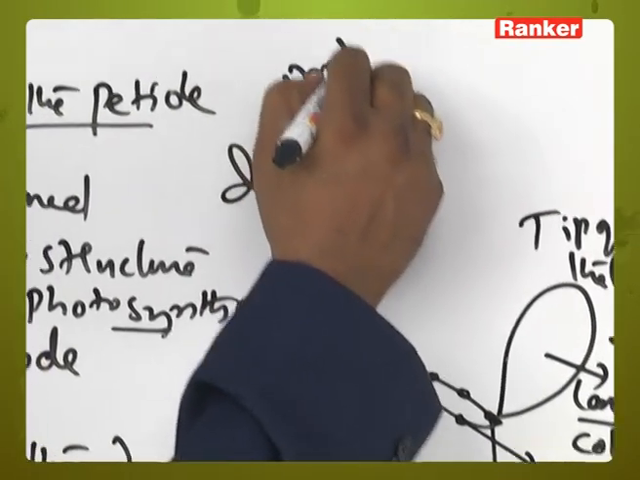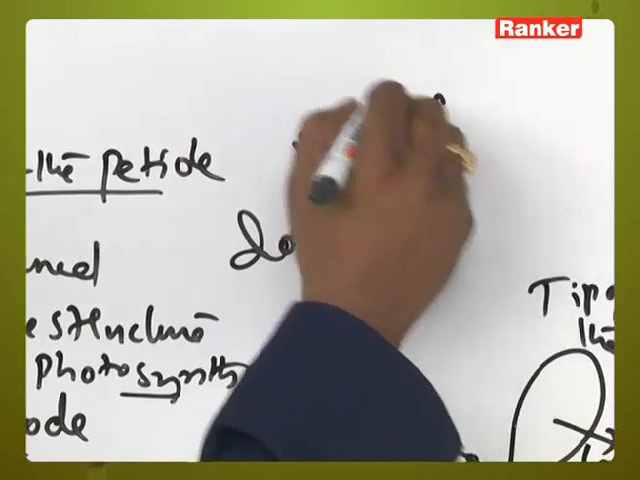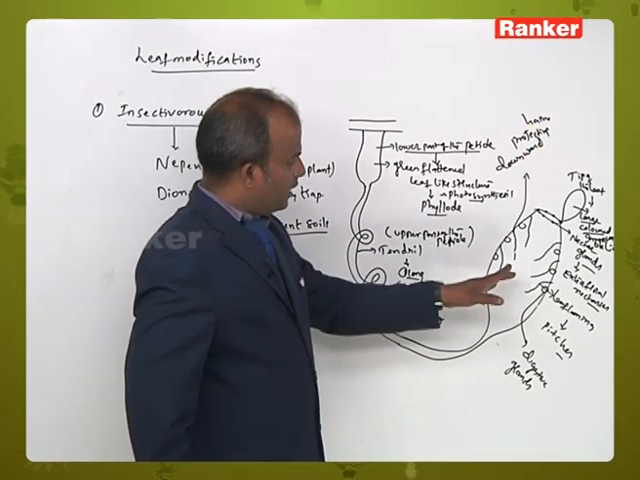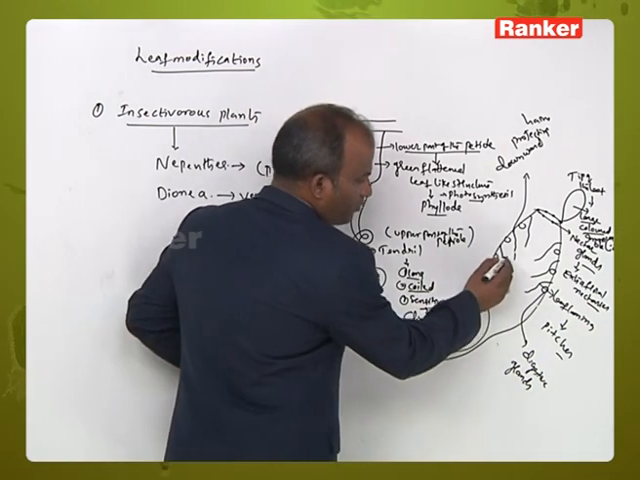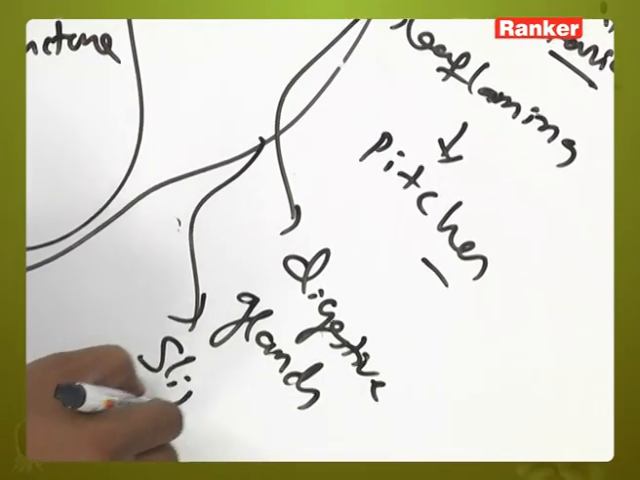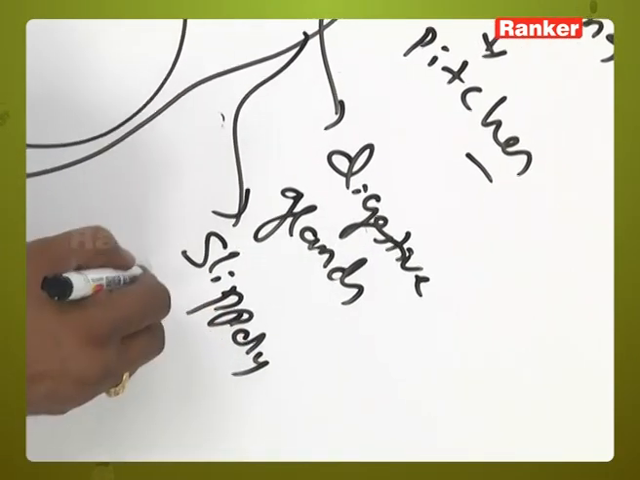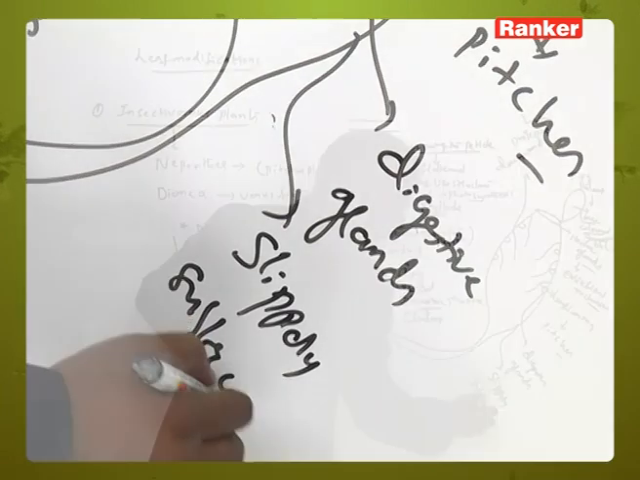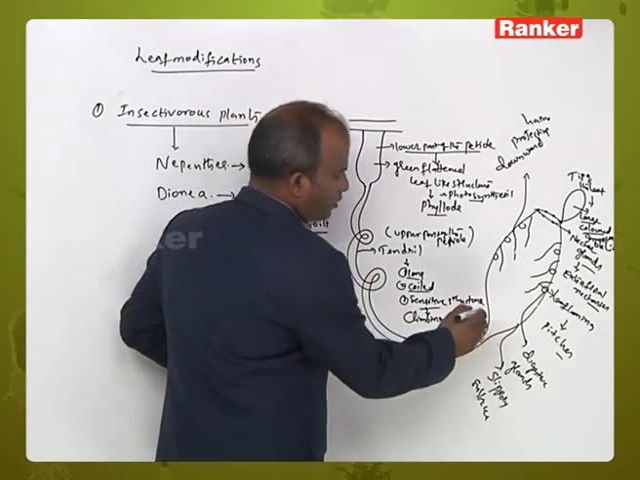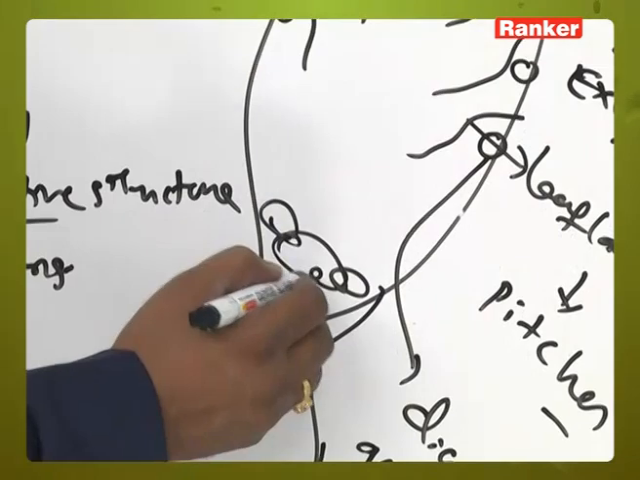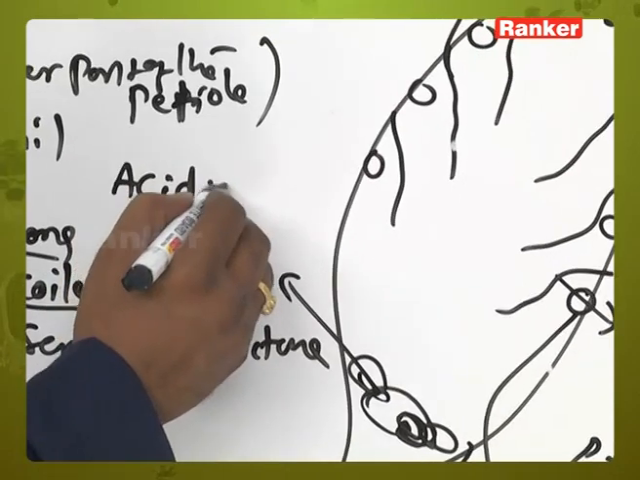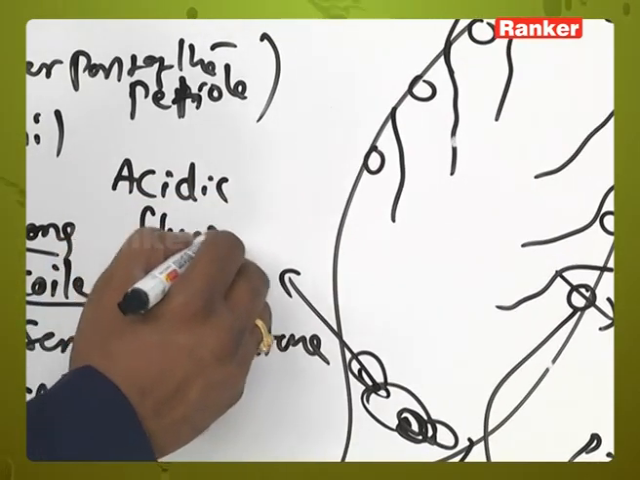Downward projecting hairs. Now inside the rim, beneath these downward projecting hairs, it shows a slippery surface. Now beneath the slippery surface, it shows acidic fluid.